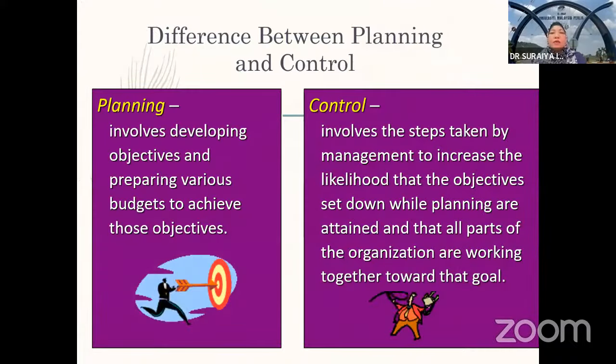Okay, so what's different here between planning and control? There's a bit of difference here, which is that planning involves developing objectives and preparing various budgets to achieve those objectives. Okay, what control needs to be defined, or how it differs from the planning part? So this control involves the steps taken by the management to increase the likelihood that the objectives set down are attained, and that all parts of the organization work together towards that goal.